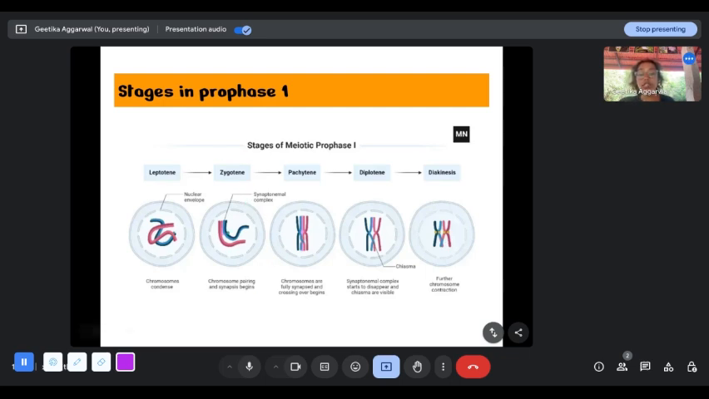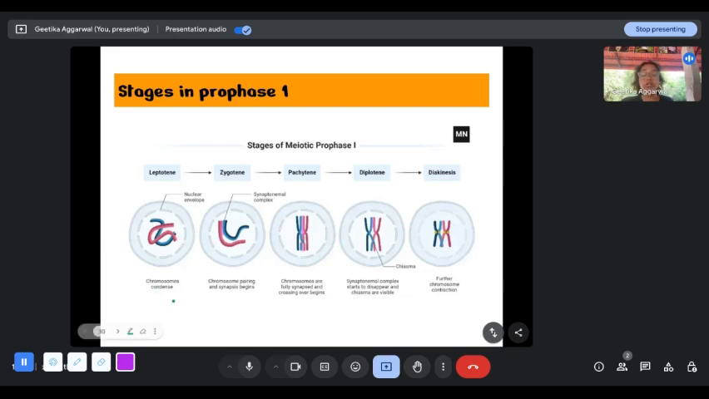Then the chromosome pairing happens. In zygotene, since these are homologous chromosomes, they come together and form something called the synaptonemal complex, where they're attached to each other. So the pairing happens and synapsis begins. In pachytene, the chromosomes get fully synapsed, connected on this one end, and the crossing over begins. So they exchange genetic material. As you can see in this area, they're exchanging genetic material. That happens in pachytene.